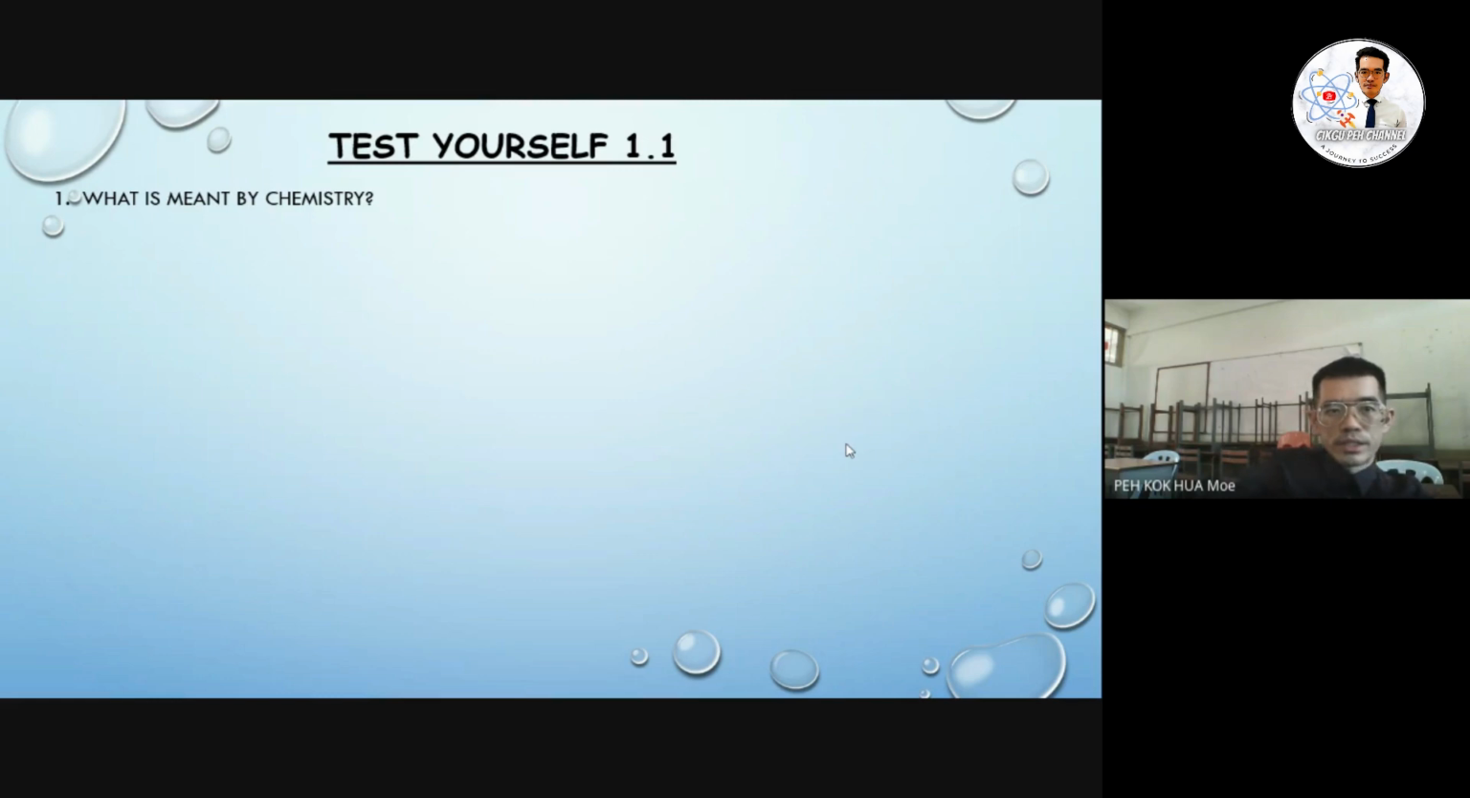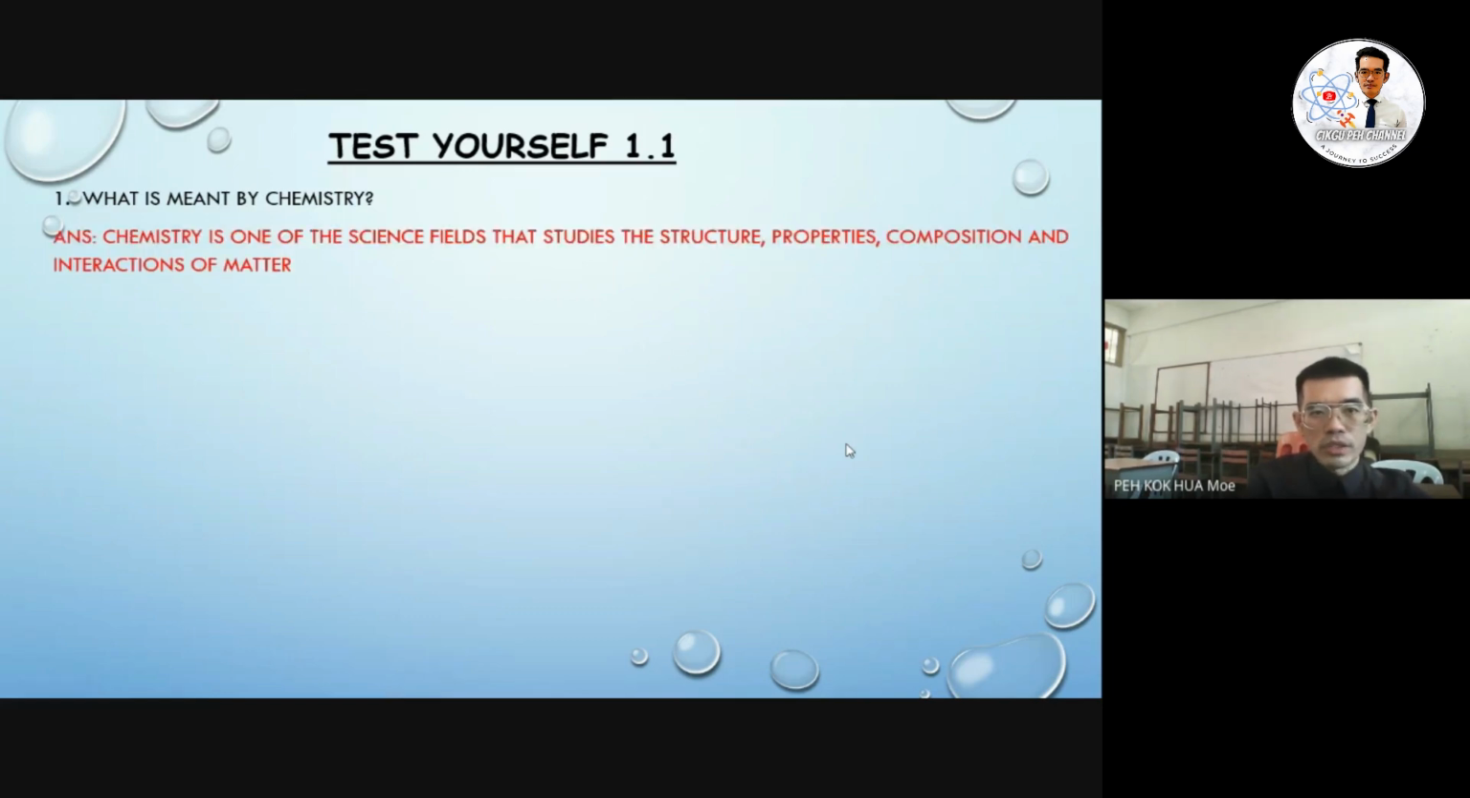What is meant by chemistry? I already mentioned this in the first slide. We will discuss the answer together, and later on you can do the exercise too. The answer is that chemistry is one of the sciences that studies the structure, properties, composition, and interaction of matter. This is a sentence from my first slide.